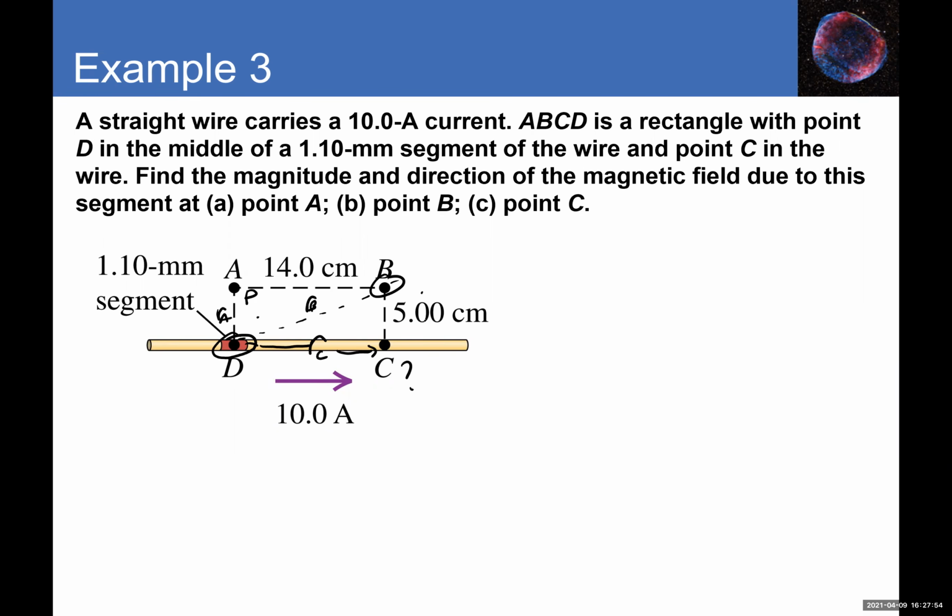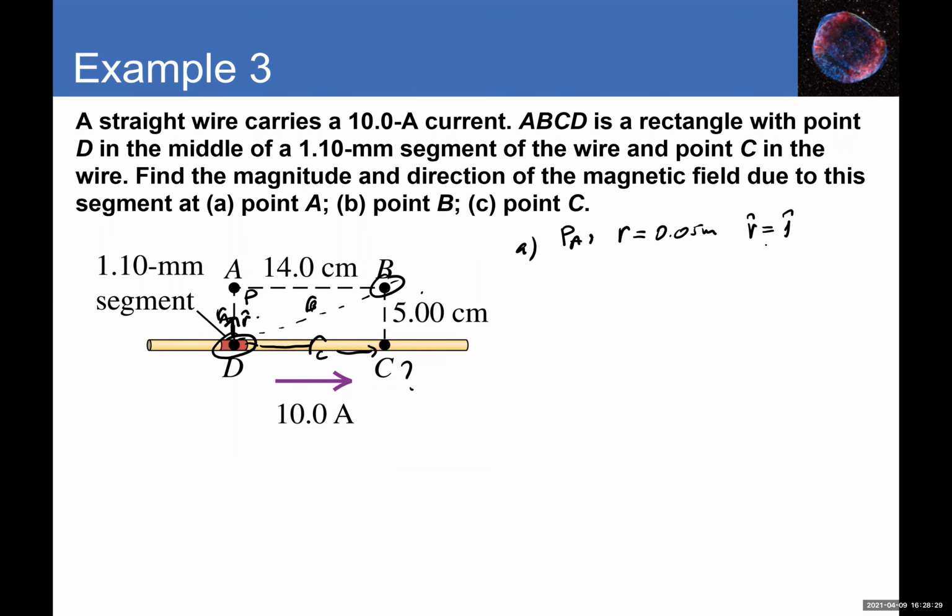So let's look at the first one, part A. Here we are looking at the point of interest to be A, so PA. We can see that R, which is the distance from D to A, is 0.05 meters, 5 centimeters. R hat is a unit vector pointing in a direction, from the element to the point of interest. In this case, it's just j hat.